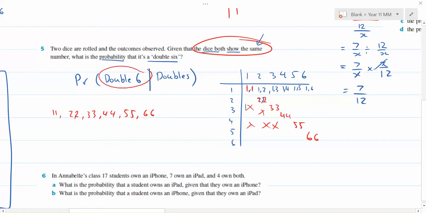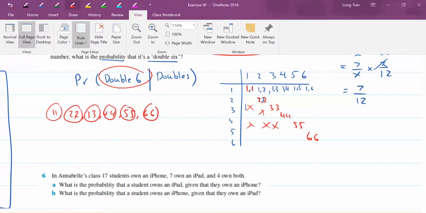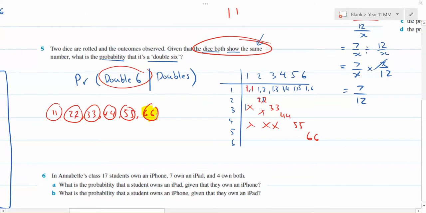Which you can see that there's only 1, 2, 3, 4, 5, 6 options in total. But out of those 6 options, to get a double 6, there's only one. So your answer for this question on a logical basis is 1 out of 6. Because there's only one double 6 that you're looking for out of all the possible doubles you can have. Okay, and that's what conditional probability is.